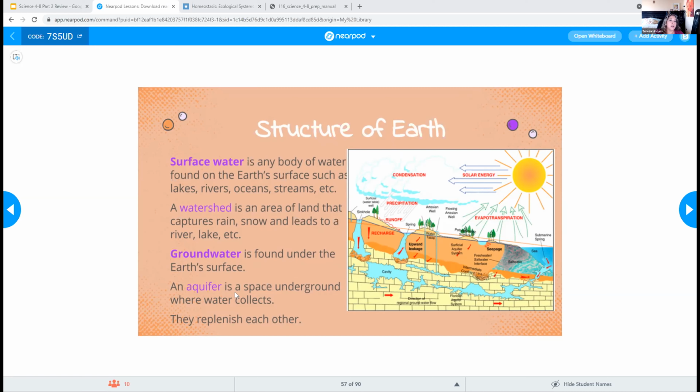So in an aquifer, there could be spaces underground where water can collect. It could be between rocks, it could be just underground, but they're all replenishing each other.